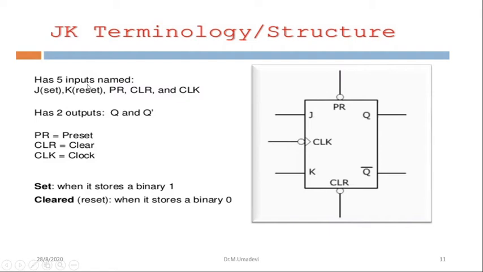The JK flip-flop has 5 inputs. J is for set and K is for reset, PR preset and CLR clear, and CLK clock. And it has 2 outputs, Q and Q bar. So it has 5 inputs, J, K, clock, preset and clear, and 2 outputs, Q and Q bar. It is used to store a binary number, either 0 or 1.